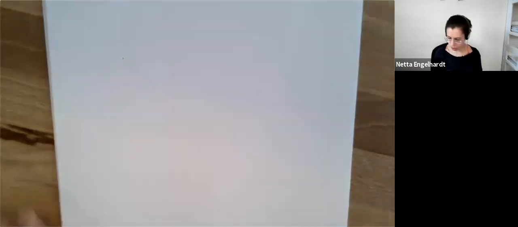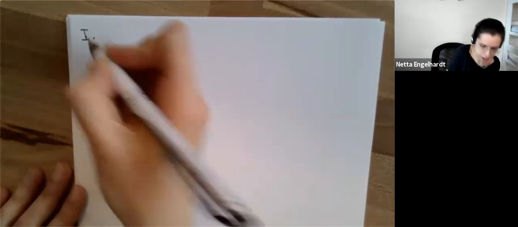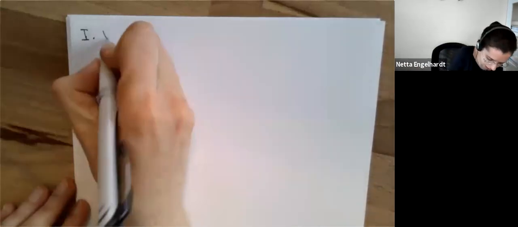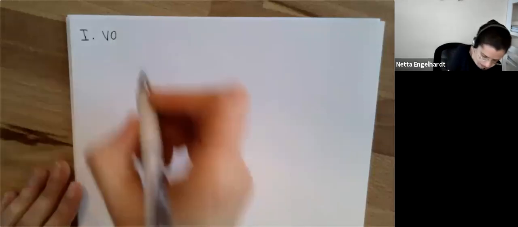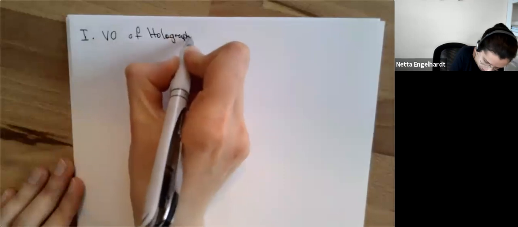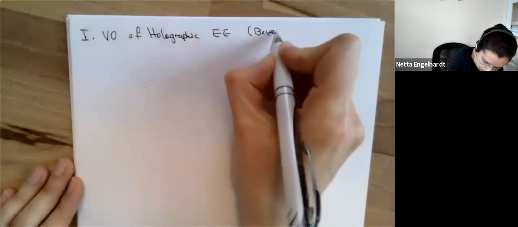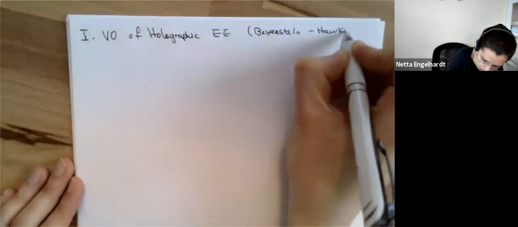So let's begin with a little bit of motivation. Now that we're done with the preamble, this is part 1 of the lecture, about half an hour into the lecture. I like to think of this as V0 of holographic entanglement entropy, which is due to Bekenstein and Hawking.